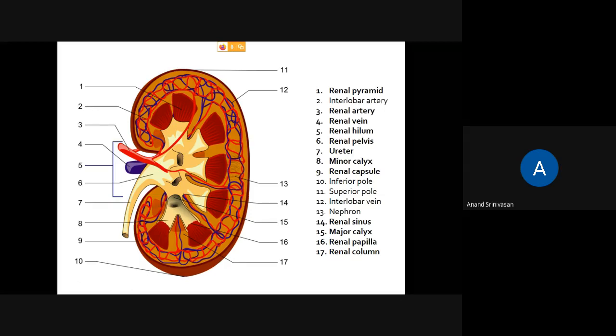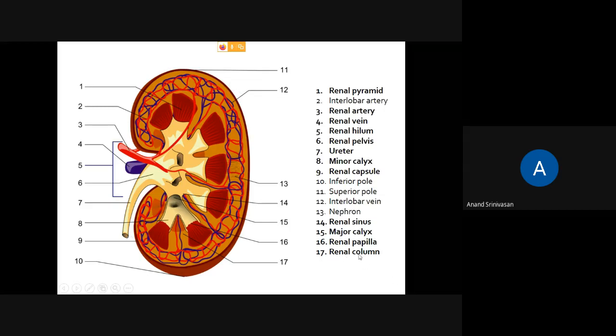Any doubts until now? No, doctor. Okay. So now I told you the cortex, medulla, minor calyx, major calyx, renal pelvis, ureter. All right. Now let us see what are these ones.